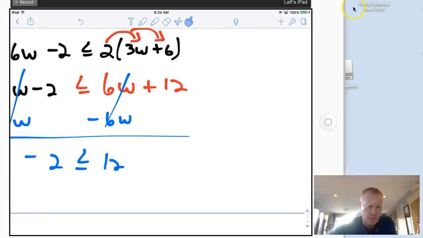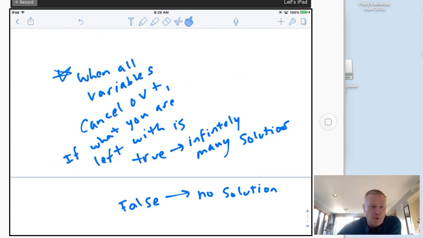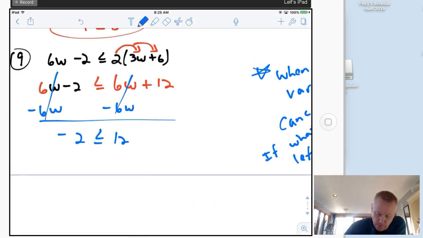Let me write that down for you. All right, so when all your variables cancel out, if what you're left with is true, then you get infinitely many solutions, and if it's false, you get no solution, okay? So this one over here, the question is negative 2 less than 12?